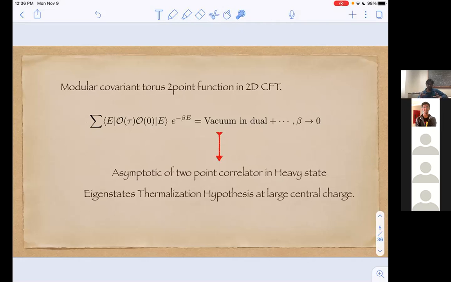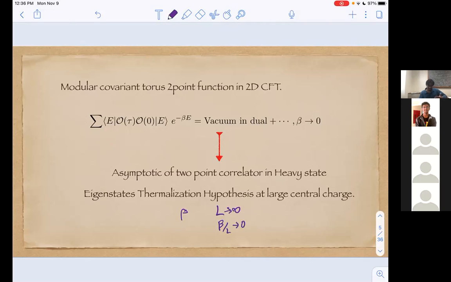the two-point correlator of light operators in the heavy state E. And again, this is related to the eigenstate thermalization hypothesis in large central charge. So Nima and his friends worked on this eigenstate thermalization hypothesis in CFT, specifically in the limit where L goes to infinity and beta over L goes to zero.